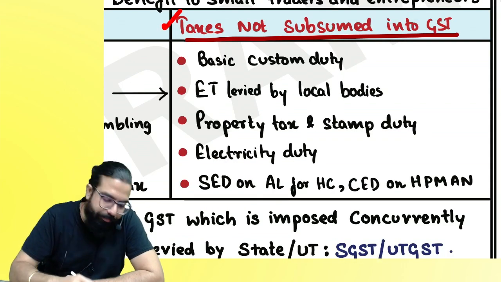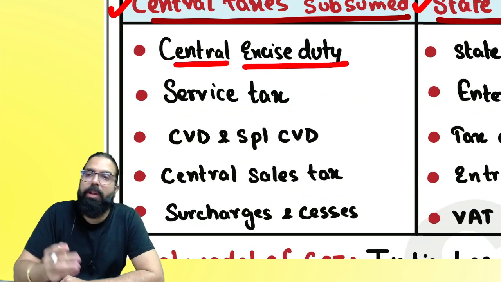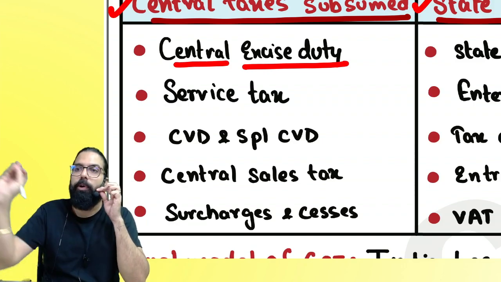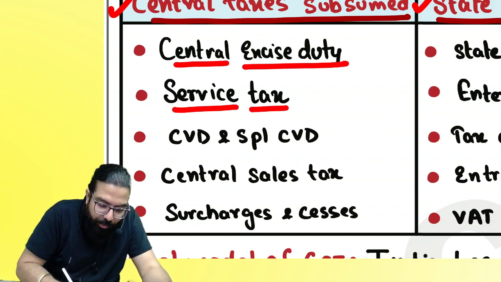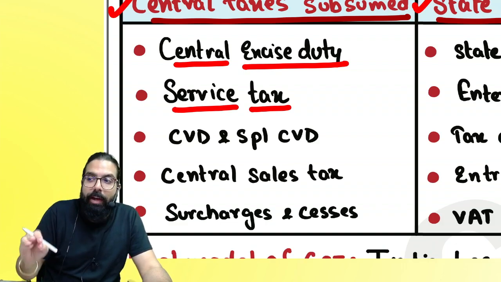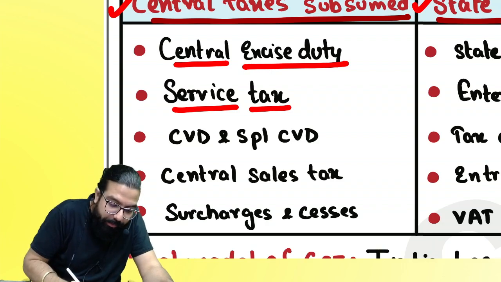Are we clear, everyone? Number one, the central government said central excise duty, which is on manufacturing, will be put in the fire. Swaha, over. Next, service tax, everyone, which the central government used to charge. Swaha. Right.